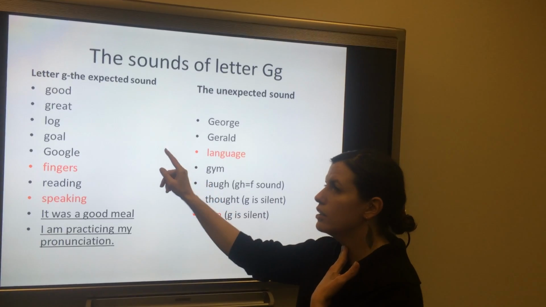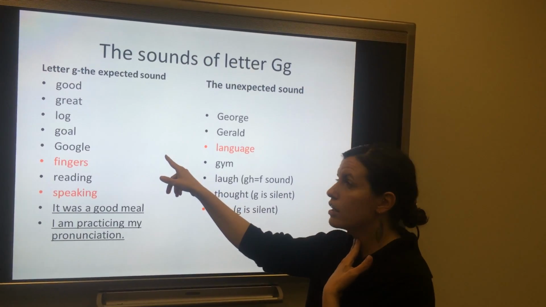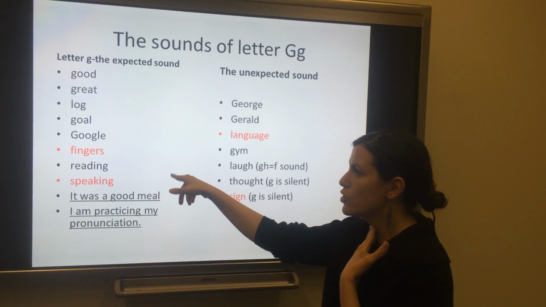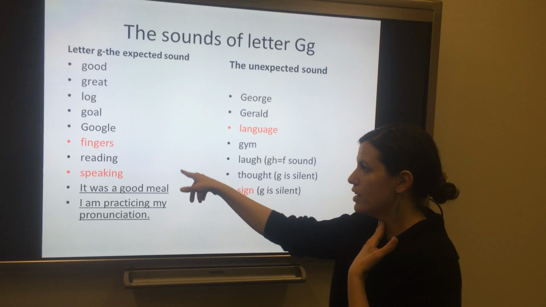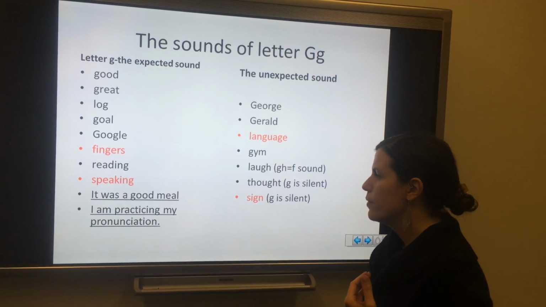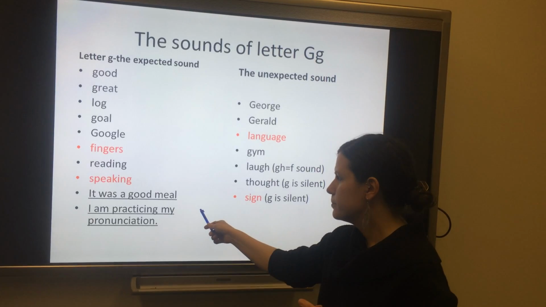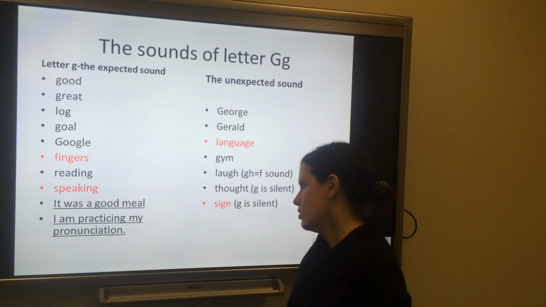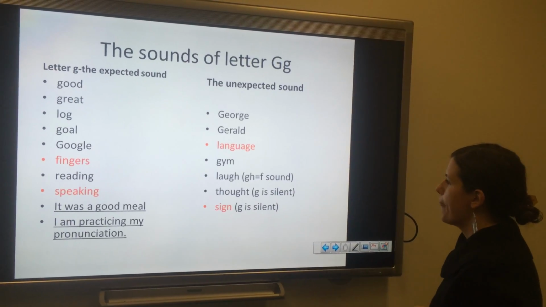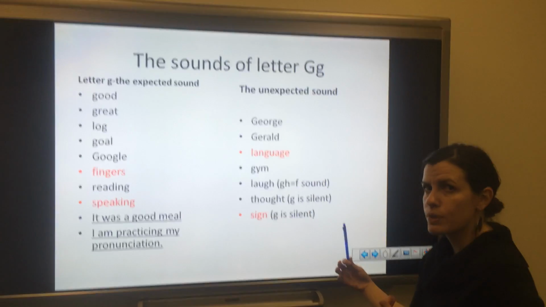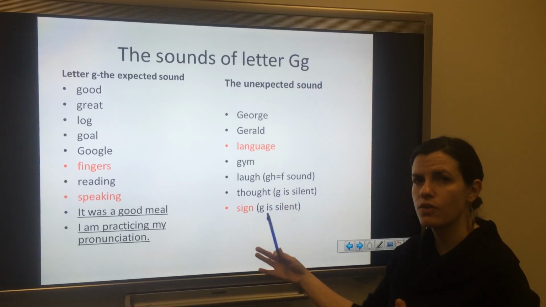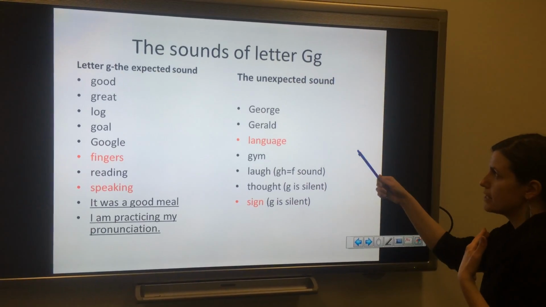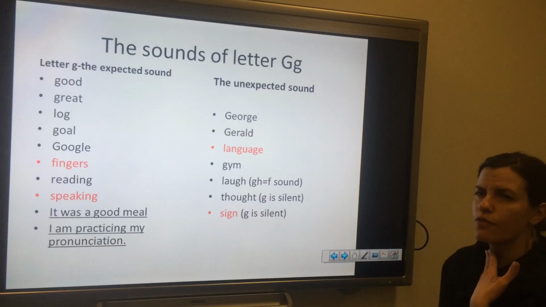We have good, great, log, goal, Google, fingers, reading, the G on the end, speaking, okay. It was a good meal. I am practicing my pronunciation. Okay. And fingers and speaking are part of next week's lesson, so you want to make sure that you can say those words. Fingers, speaking.